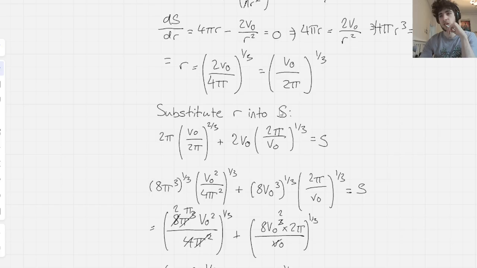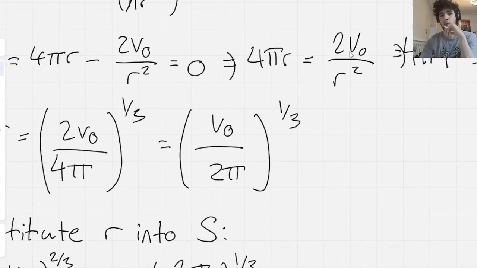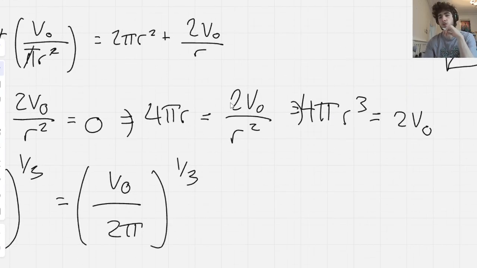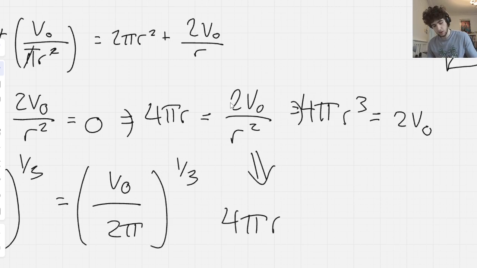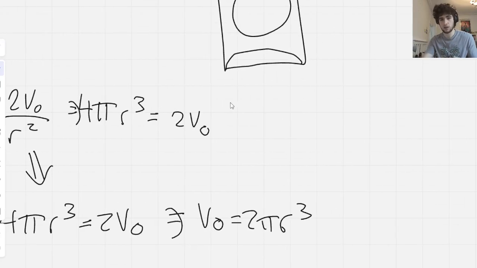So we know that r is given by this value, but more importantly, if you look over here, we have 4 pi r is equal to 2v naught over r squared. So we can actually solve for v naught, and we clearly get that 4 pi r cubed is equal to 2v naught. More specifically, we get that v naught is equal to 2 pi r cubed. So when we get that v naught is equal to 2 pi r cubed, we can just plug this back into our typical volume formula.